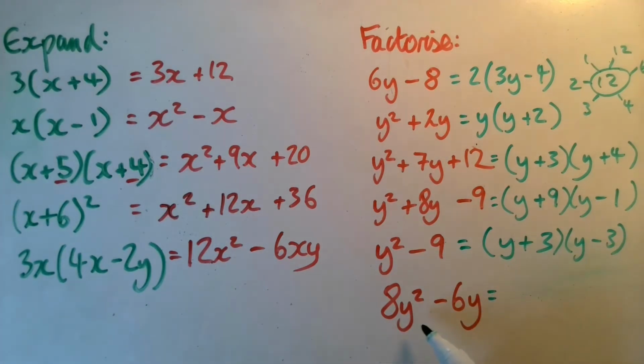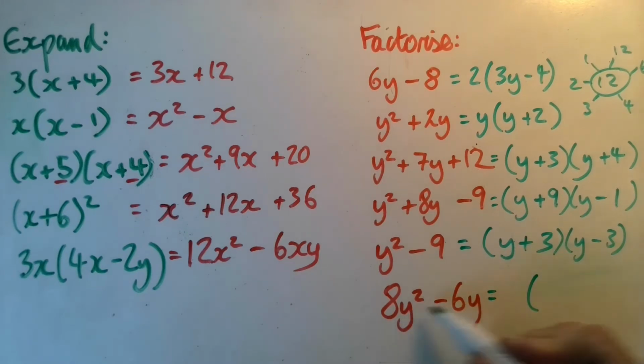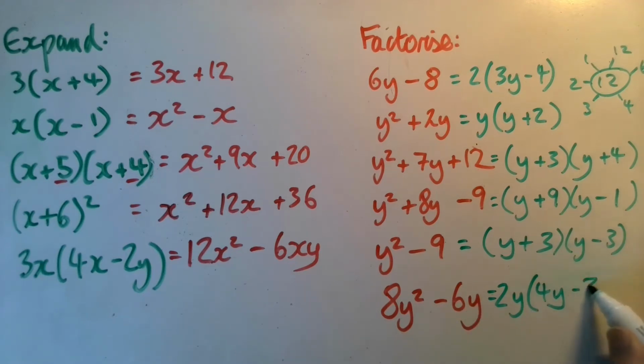And finally, this one, almost a trick question in a way, because it is a sort of quadratic, but it's not one that goes into two brackets. 2 goes into 6 and 8, y goes into y squared and y, so I can have 2y outside. 2 times 4 is 8, y times y is y squared, and 2 times 3 is 6.